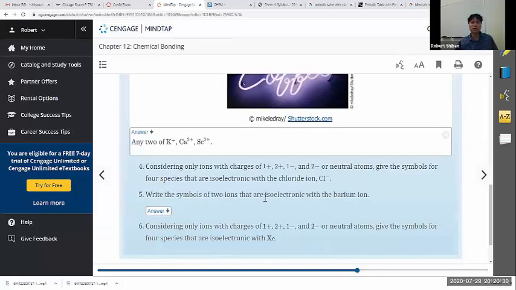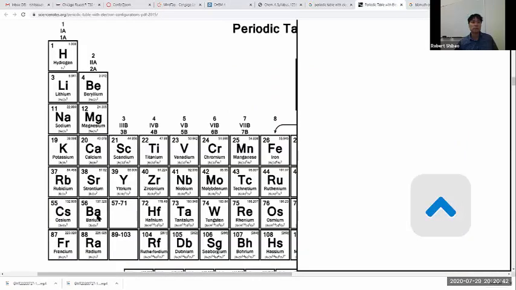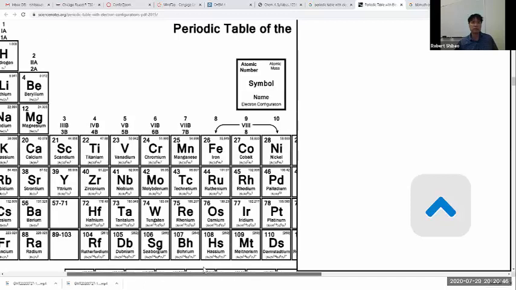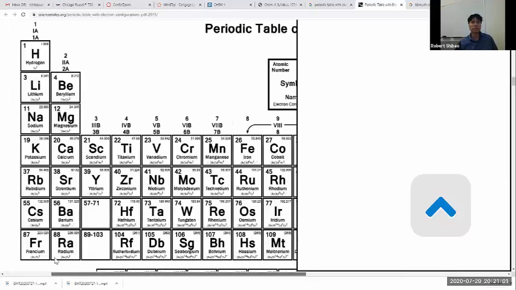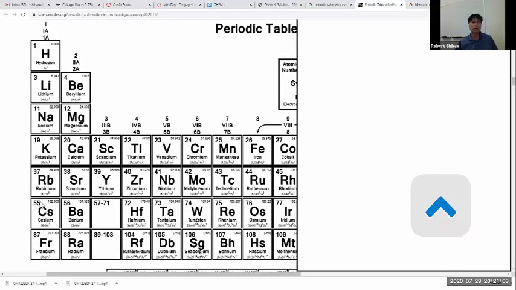Write the symbols of two ions that are isoelectronic with the barium ion. So the barium ion is Ba2 plus. Barium has 56 electrons, so that brings us to 54, which would be xenon. So iodide would be 54 electrons, I minus. Telluride would be 54 electrons, Te 2 minus. Cesium ion would be 54 electrons.